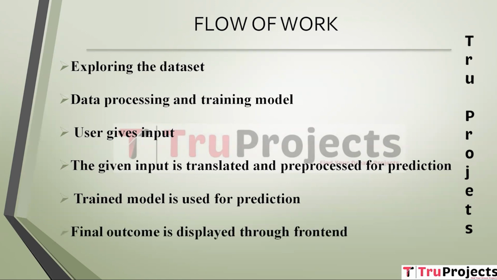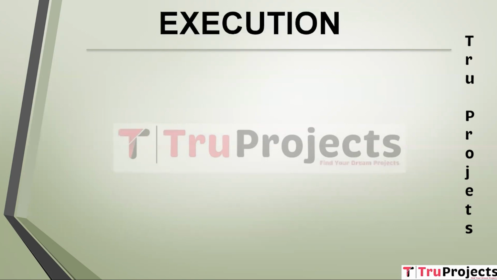Final outcome is displayed through front-end. The final prediction outcome is presented to the user through the project's front end, which could be a web application, mobile app, or any other user interface. The prediction outcome is displayed in a user-friendly manner, providing insights or actionable information based on the input and the model's prediction. The front end enhances user interaction and usability, ensuring a seamless and informative experience for the user.